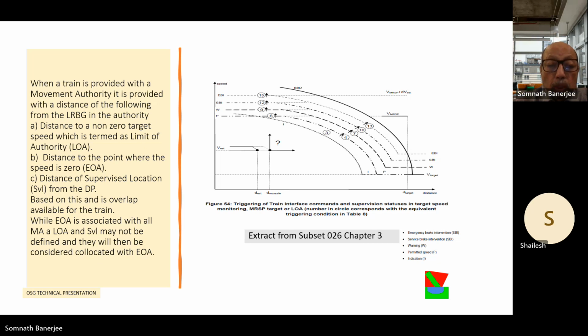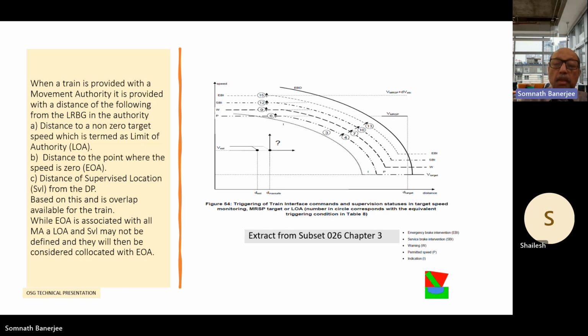Now, generally, three kinds of speeds are monitored. One is the ceiling speed, that is the running speed, you can say the line speed, which will never be exceeded by the train. As long as the train is far away from the end of authority, this is the main control available on the train speed.